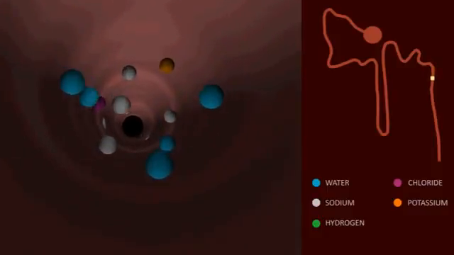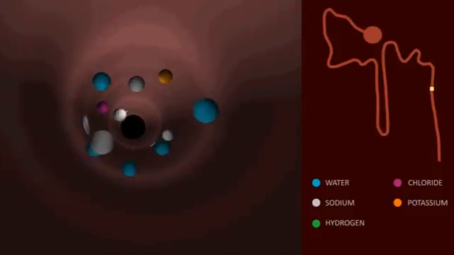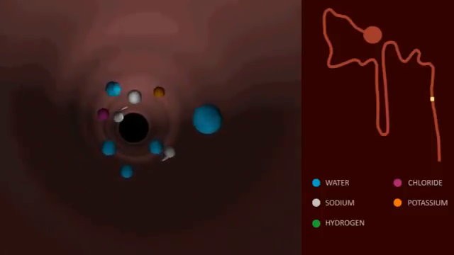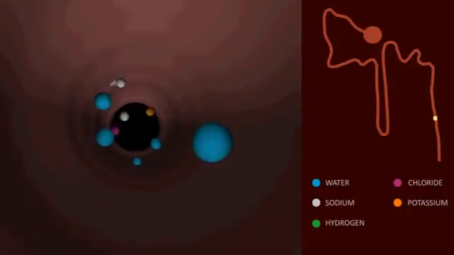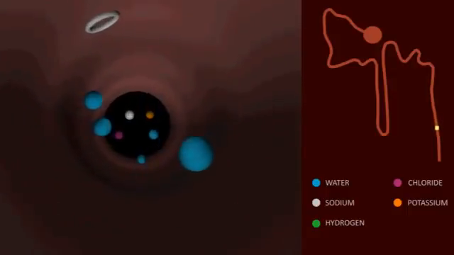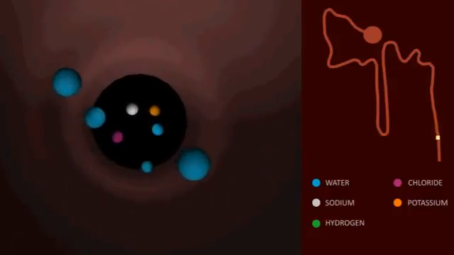The collecting duct is responsible for the fine-tuning of sodium reabsorption. The movement of water and sodium from the lumen to the blood are under the regulation of vasopressin and aldosterone, which are released depending on whether the body needs to conserve water and sodium.